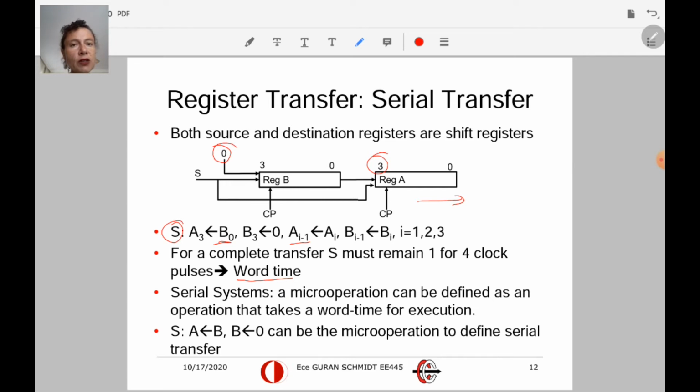So if you are designing a serial system, then a micro operation can be defined as an operation that takes a word time for execution. So here we can say something like: B is replacing A, B is loaded into A. It's actually a serial load, so it will take a word time, and B is loaded by 0, cleared within a word time.